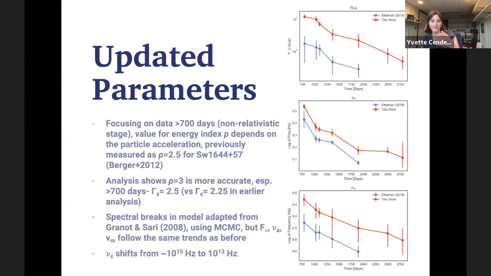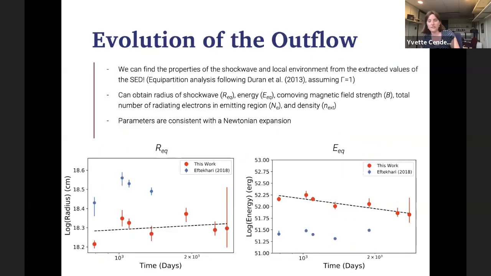You can see here on the right, this is based off of radio data, so the peak flux and various peak frequencies and things like that. You can see that although the data has shifted a little bit, the trends are consistent with what we were seeing before. This was all modeled through MCMC to get these. The cooling frequency shifted from 10^15 to 10^13 hertz. But as I said, the nice thing about this is that you can then model the evolution of the outflow and how this object has been changing over time as the shockwave goes outward.